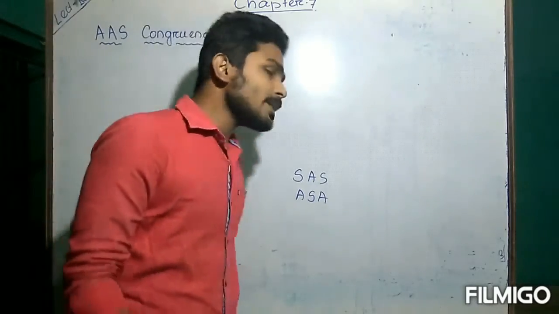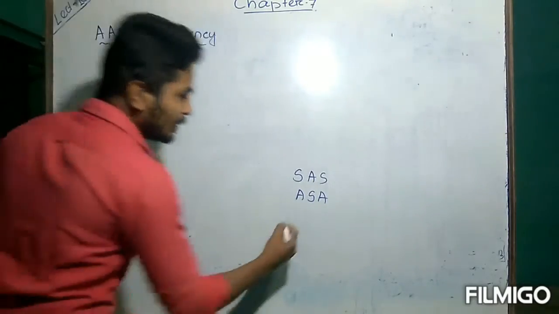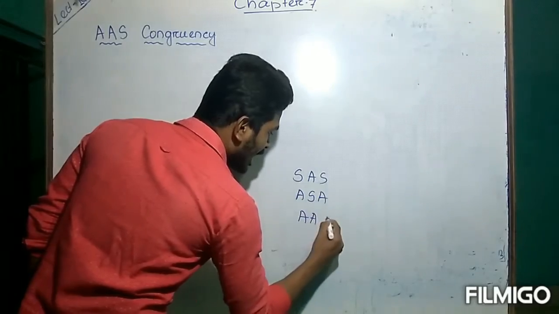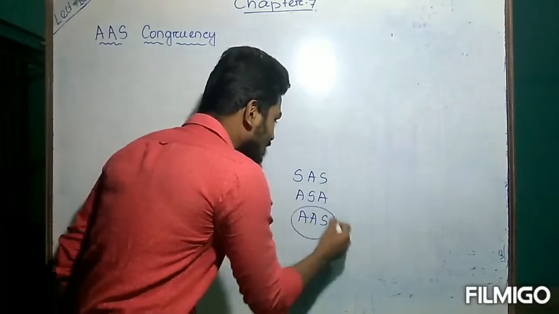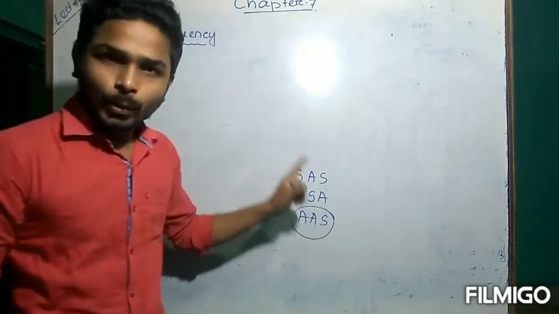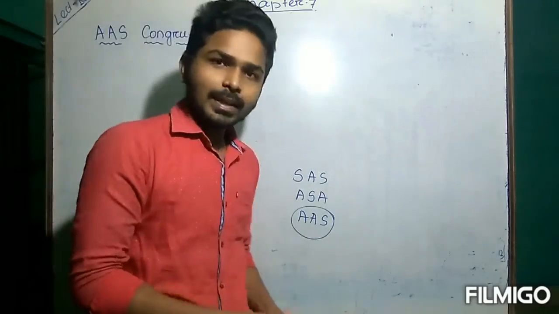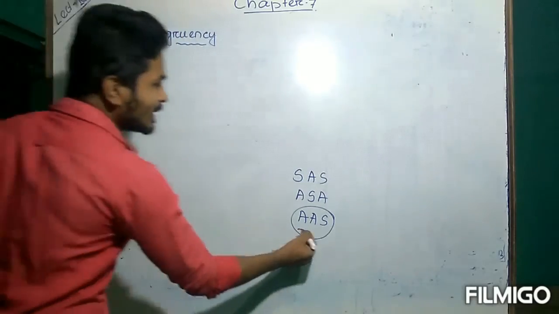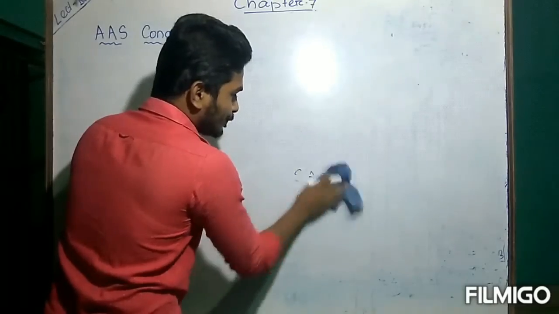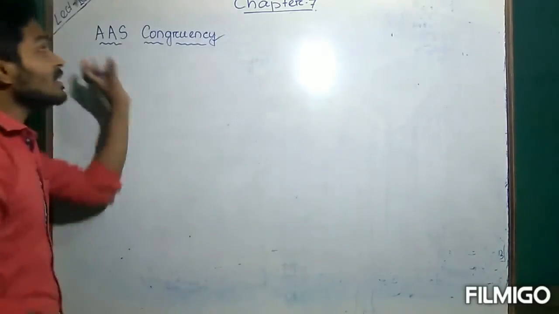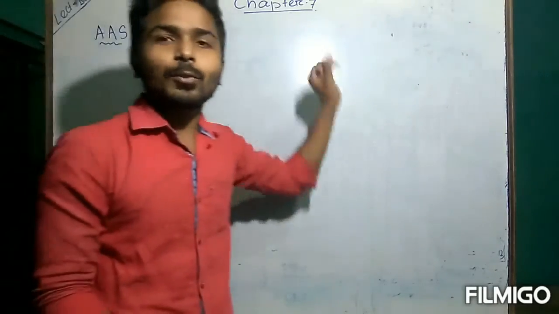Right. So today we will discuss the third congruency, which is known as AAS congruency. Okay. So what is AAS congruency and where it is applied, we will discuss today. So let's start with the congruency AAS. Let us first understand the statement of AAS congruency.